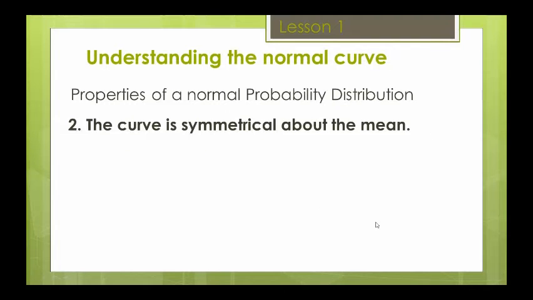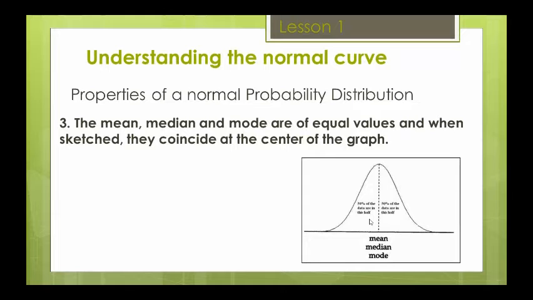Number 2, the curve is symmetrical about the mean. This means if we will cut the curve about the mean, yung sa center, because that is our mean, we will have balanced proportions. So, balance po yung proportion niya of the halves. So, specifically, we say that one is the reflection of the other. Okay, so next, let's proceed to number 3.